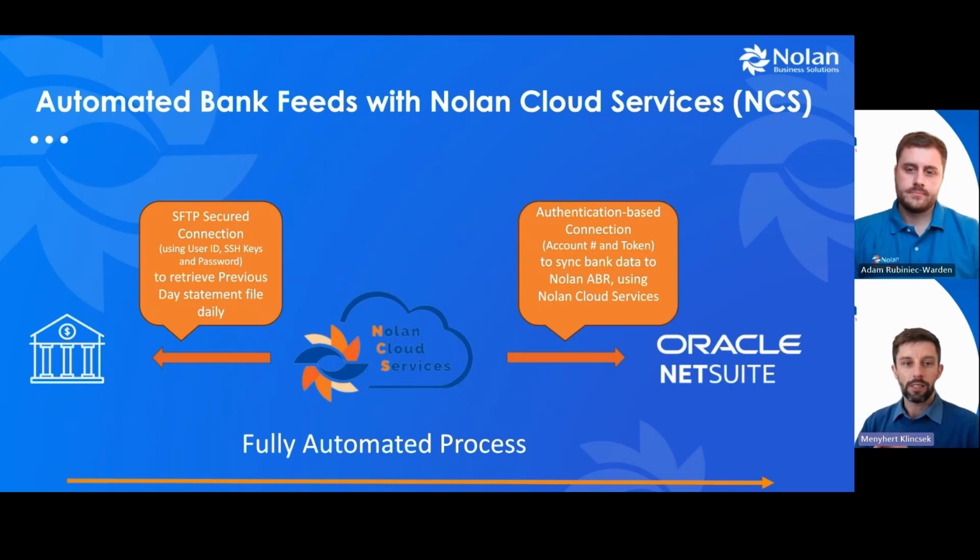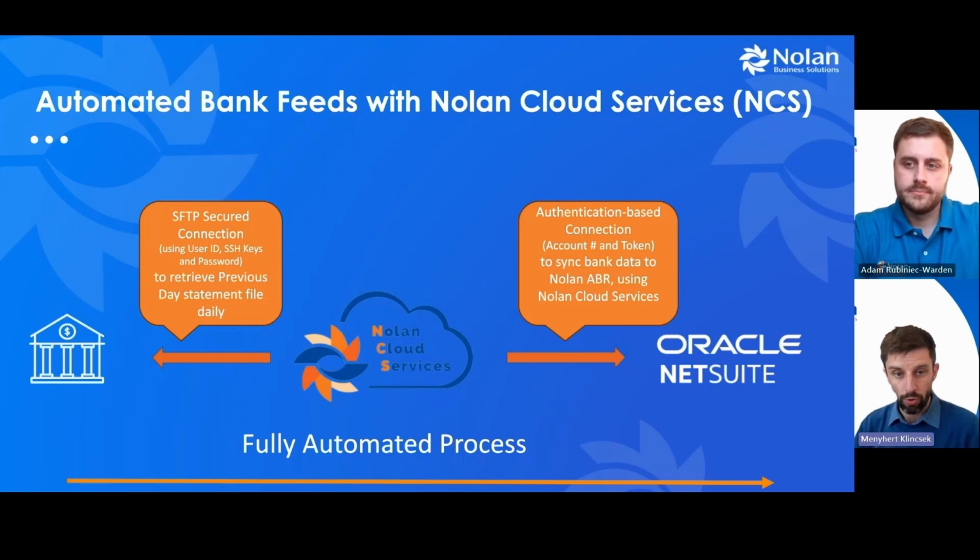Nolan Cloud Services sits in the middle between your bank and NetSuite, and allows statements to be downloaded from a bank SFTP server or from supported direct connection APIs. Statements are stored in NCS and downloaded to NetSuite by the Nolan bank feeds connectors available for NetSuite in our ABR bundle. Our solution also allows you to pull a bank statement from your NetSuite file cabinet into our ABR system. That whole process is fully automated.